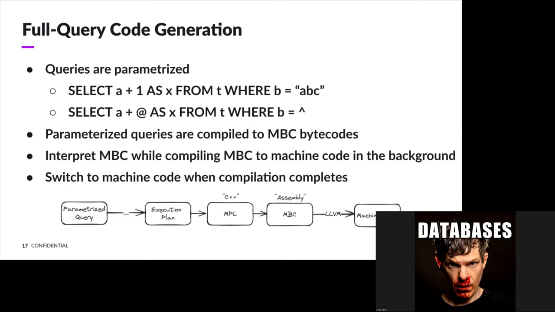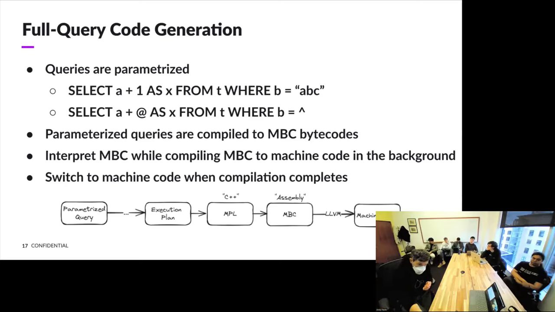Now, it doesn't come for free. Obviously, there's cost in all these steps, in particular going from assembly to machine code. The LLVM step can take tens or hundreds of milliseconds. So if your query is going to run for 5 milliseconds, do you want to compile it for 300 milliseconds? There's a trade-off to doing this. The parameterized query part is a way to say, if I pull out the constants, like where B equals ABC, I can pass those parameters at runtime to a generic program, and I don't have to recompile it over and over again.